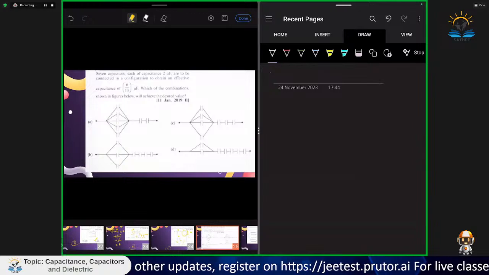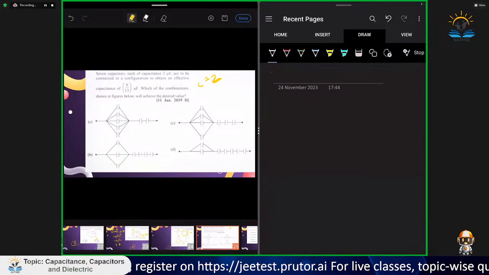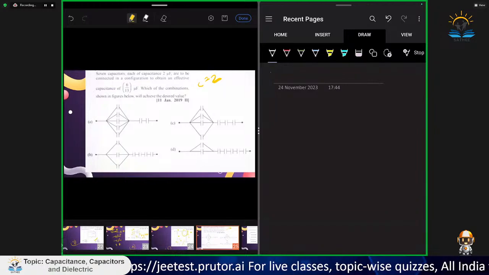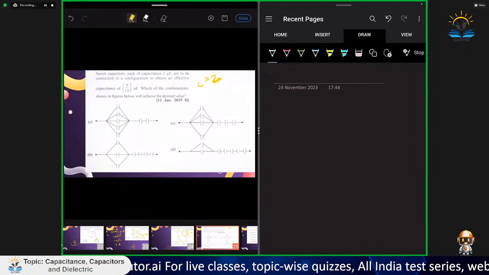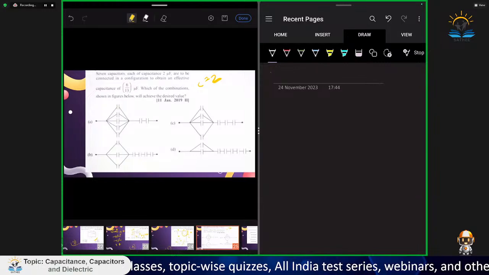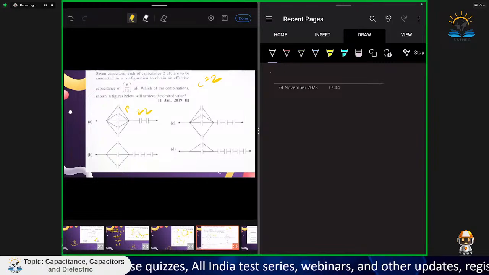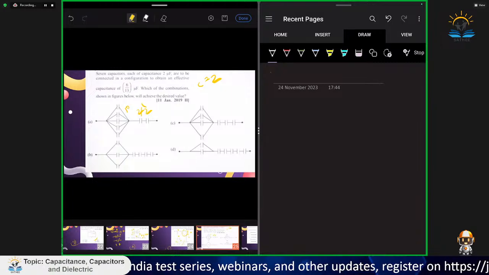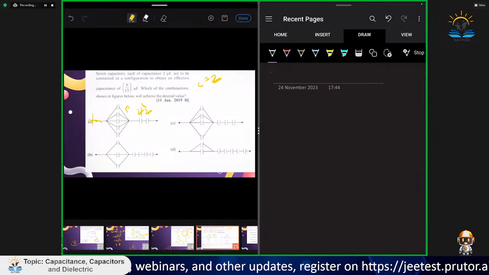7 capacitors, each of capacitance 2, connected in a configuration to obtain an effective capacitance of 6 by 13. Which of the combinations in the figure below will achieve this? That is described. Right? Yeah, let's solve it. See, 1, 2, 3, 4, 5. 5 C's are in parallel. So 5 into 2, 10. Okay, 10, right? Then 10, 2, 2 are in series. 2 in series means 1. 10 in series with 1 gives 10 by 11. No. So this option is cut.